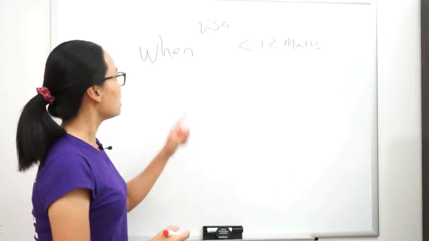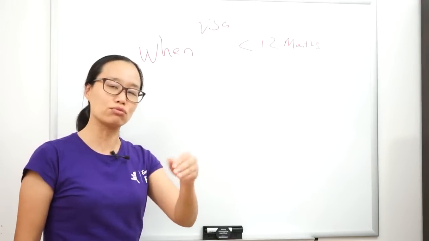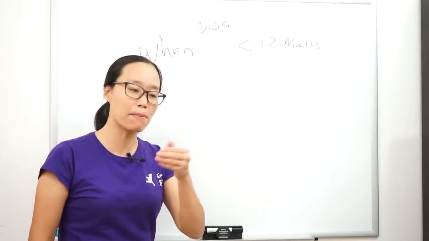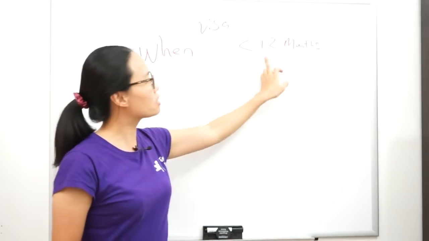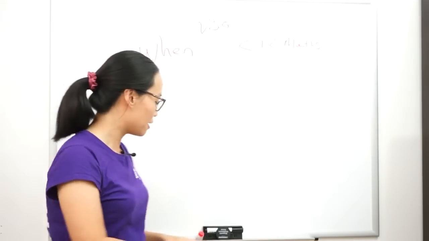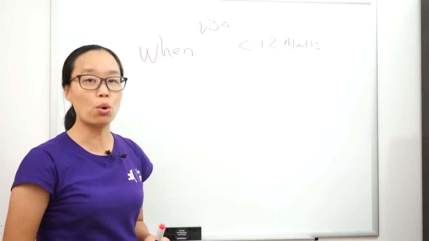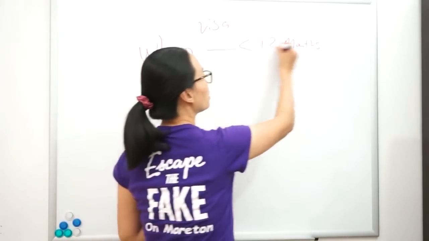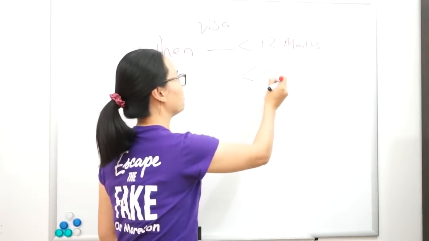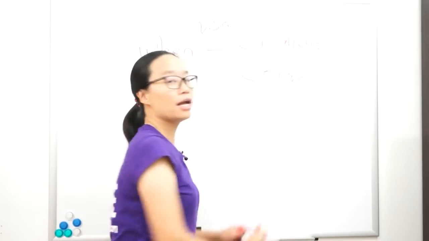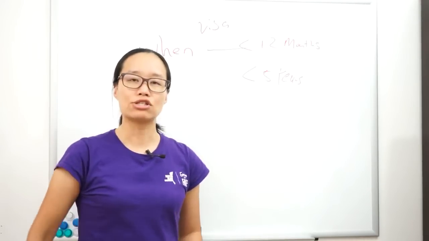The first one, in the past, the visa condition was that you must activate, which means enter the Australian border, within 12 months. So from the time your visa is granted, you must enter Australia within 12 months. This is in the past. This is not applicable anymore. You are not required to enter Australia within 12 months. You can enter Australia within the next 5 years. Within the next 5 years, you have to enter Australia once to activate your visa.